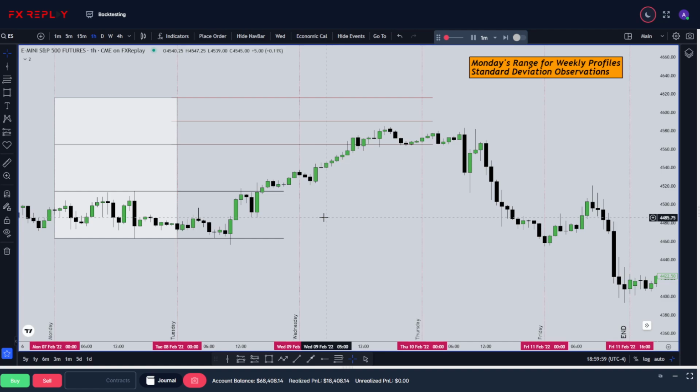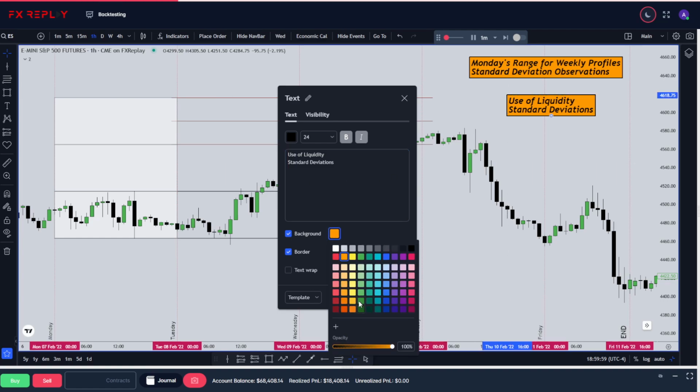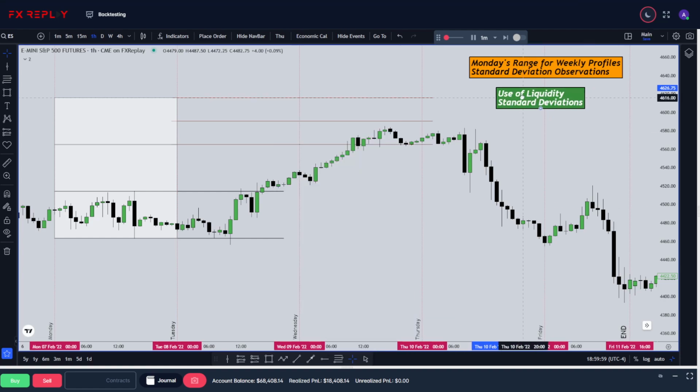So what I like to do is I'll take a full week, Monday through Friday, 4 p.m., and I will look at Monday's range. And I'm looking for two key things. Monday's range can be used for several different things, but the two I'm looking for right now, relevant to Monday's range, is specifically the use of liquidity and standard deviations. Those two things I find have given a lot of insight as to what we can use Monday's range for.